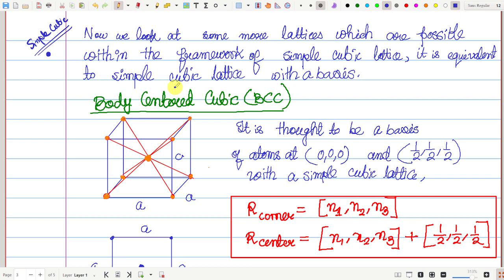So, a simple cubic lattice is already there, and we add one basis point in the center where all the diagonals meet, then it's called a body centered cubic system. So it's like a simple cubic lattice plus one point at the center. Center, what do I mean by center? I mean by center where all the diagonals meet. That is what I mean.